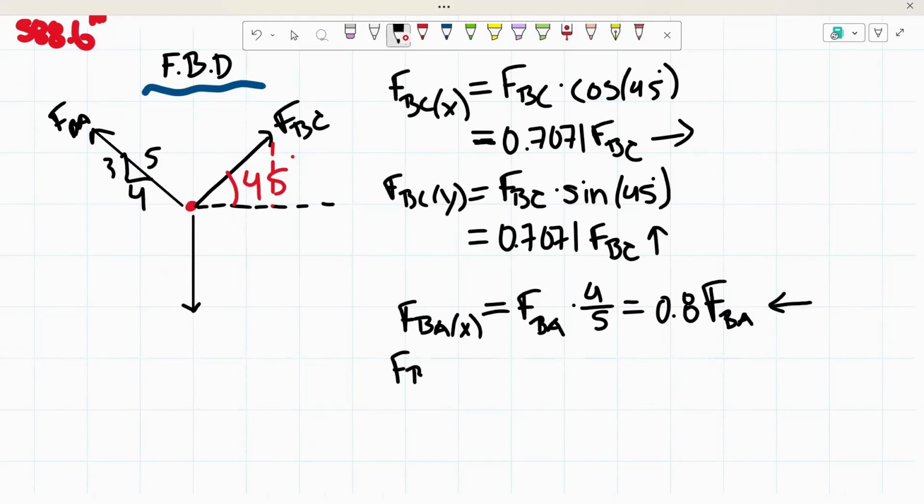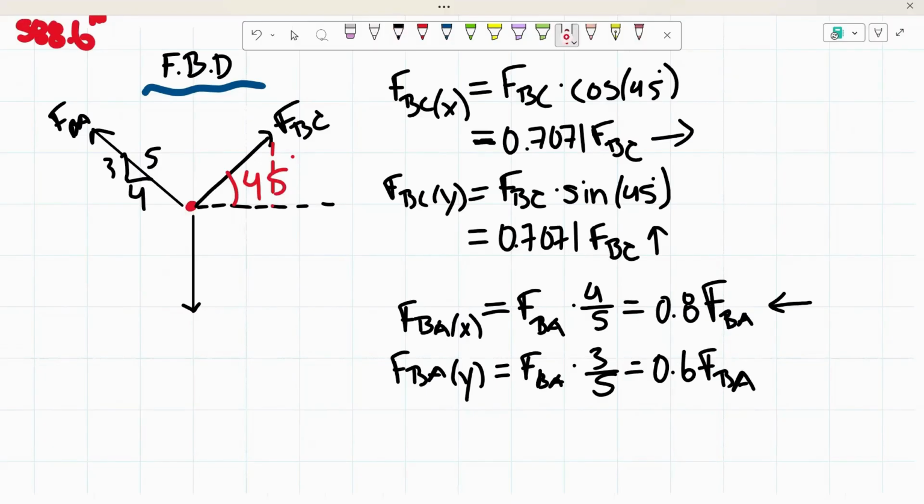Now we're going to try to find its vertical component. So F of B of A of Y. This time we're going to be using the side of 3 and 5. So F of B of A times 3 over 5. 3 over 5 is the same as 0.6 FBA. And as you can see, this is our vertical component, so this one is also going upwards, so that's acting upwards.